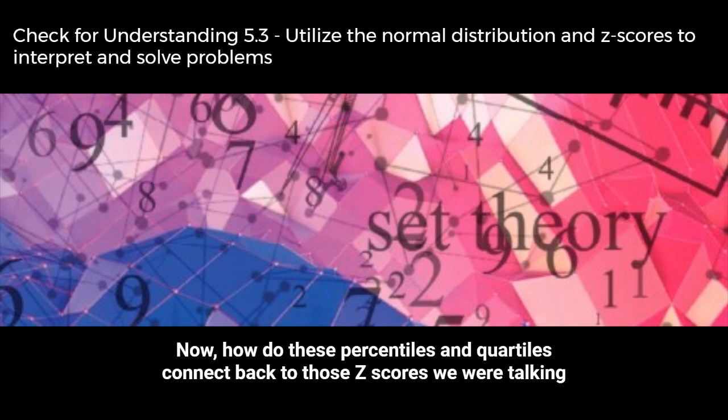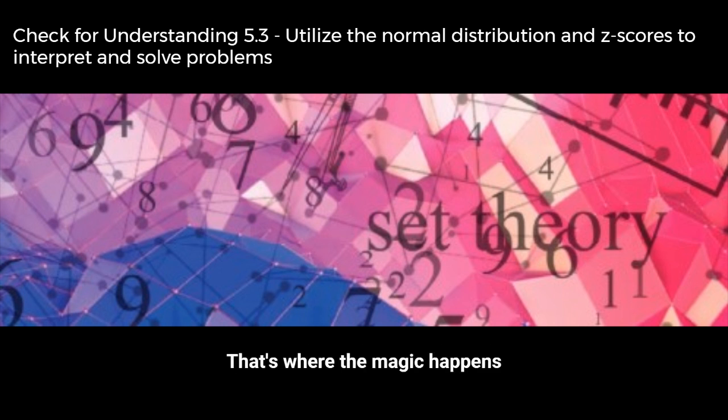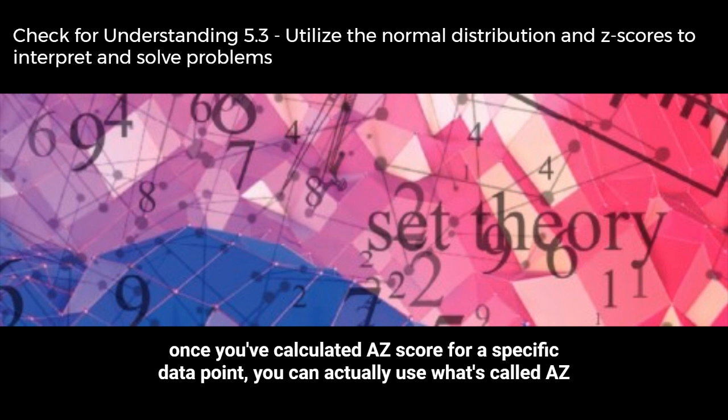Now, how do these percentiles and quartiles connect back to those z-scores we were talking about? Ah, that's where the magic happens. In a normal distribution, once you've calculated a z-score for a specific data point, you can actually use what's called a z-score table.